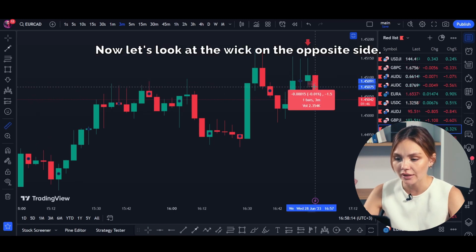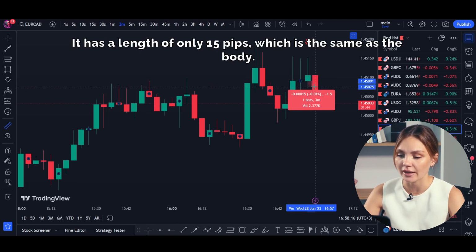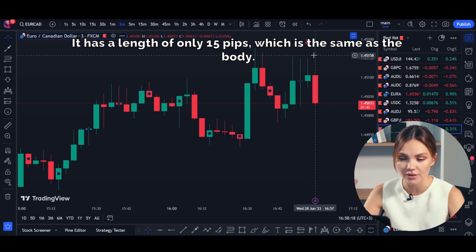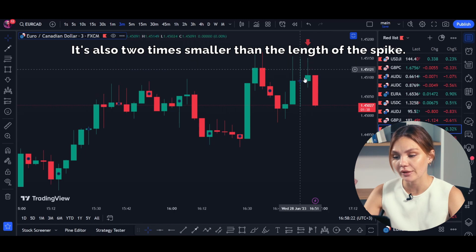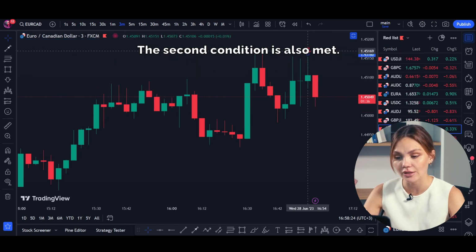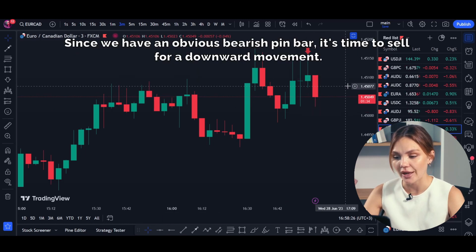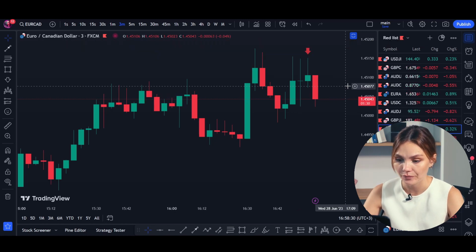Now, let's look at the wick on the opposite side. It has a length of only 15 pips, which is the same as the body. It's also 2 times smaller than the length of the spike. The second condition is also met. Since we have an obvious bearish pin bar, it's time to sell for a downward movement.